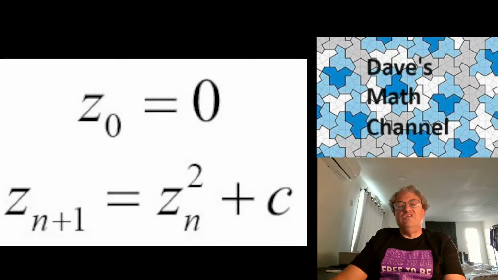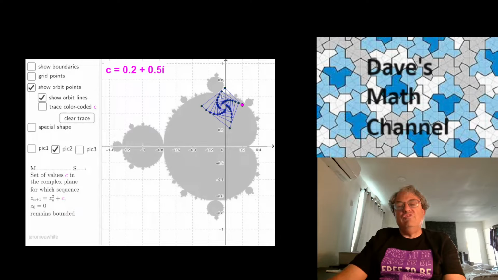So for instance, z1 is going to be z0 squared plus c. Since z0 is 0, that's c. z2 is going to be z1 squared plus c, that's c squared plus c. Keep going like that forever. And the way you define the Mandelbrot set, you say it's just the set of all complex numbers c such that the sequence converges. And it's pretty easy to determine if it diverges.